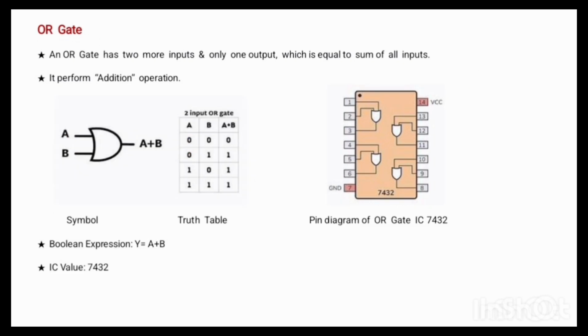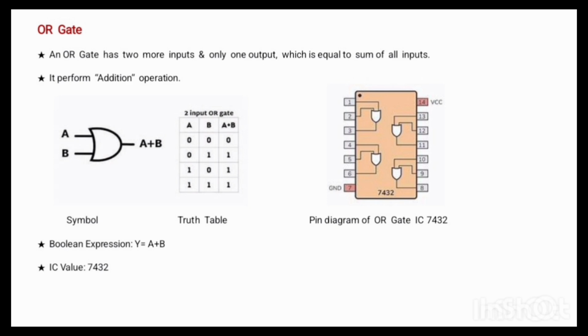OR gate. An OR gate has two or more inputs and only one output, which is equal to the sum of all the inputs. The OR gate performs the addition operation. This is the symbol of the OR gate for two inputs. The Boolean expression of the OR gate is Y equals A plus B. The IC value of the OR gate is 7432. The truth table of the OR gate has two inputs.